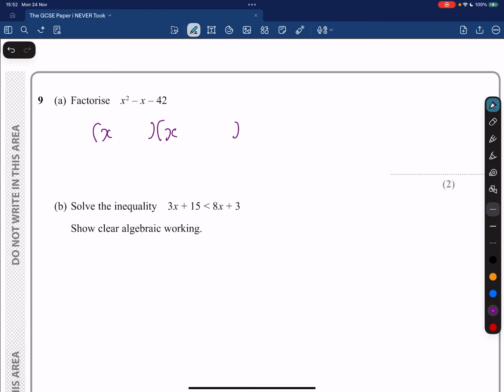Okay, I've got to factorise this. That's confused me a bit. This should be much easier than what I'm finding at the moment. It's got to multiply to make minus 42 and add to make minus 1. So I'm looking for something like 9 and 8, 7 and 6. Oh, there we are, 7 times 6 is 42. So x minus 7, x plus 6.